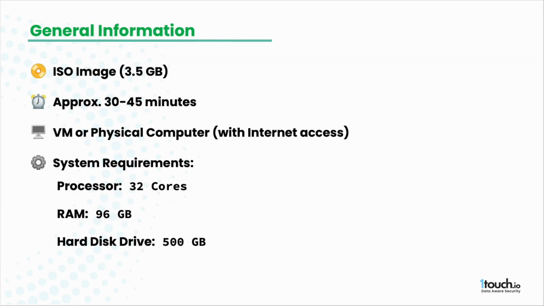Depending on the configuration of your computer and internet speed, the whole process will take roughly 30 to 45 minutes. We highly recommend making sure that your virtual machine or a PC has at least 96 GB of RAM, a 32-core CPU, and a 500 GB HDD. The entire disk will be used and any existing data on it will be overwritten.